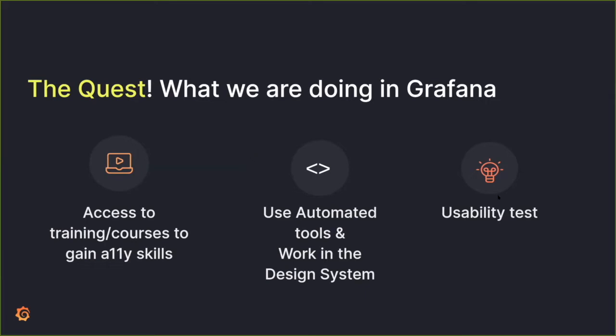And the third part is really important: do usability tests with real people, because automated tools, or machines, are not people. We have to test that our products are usable for people who have some sort of disability.